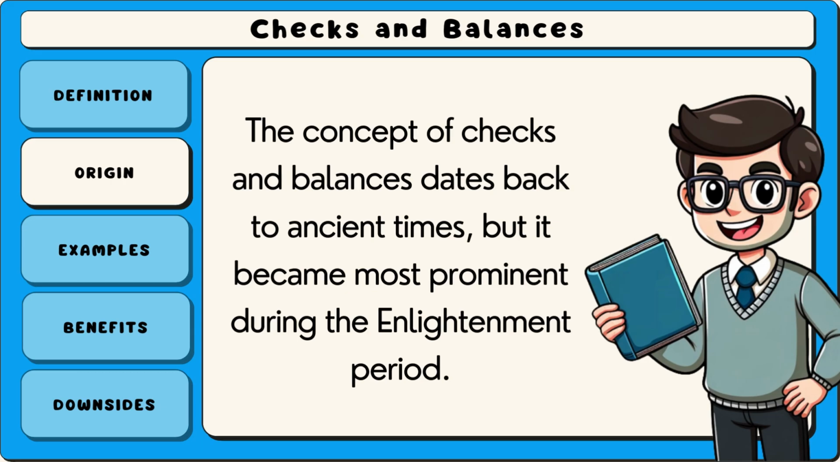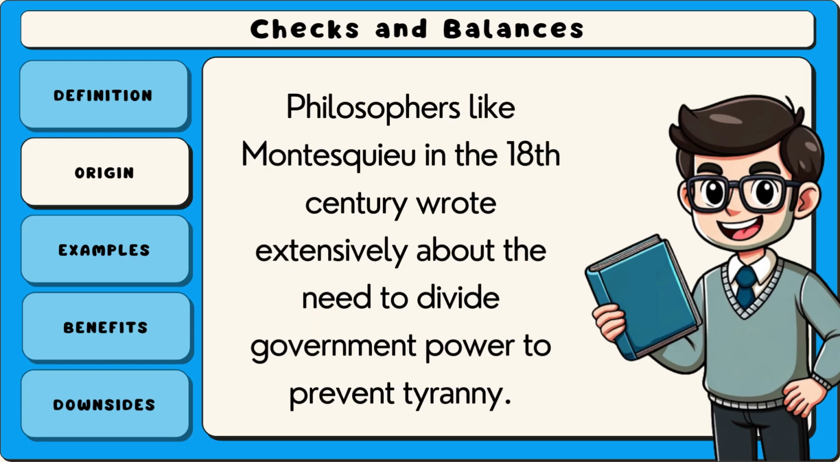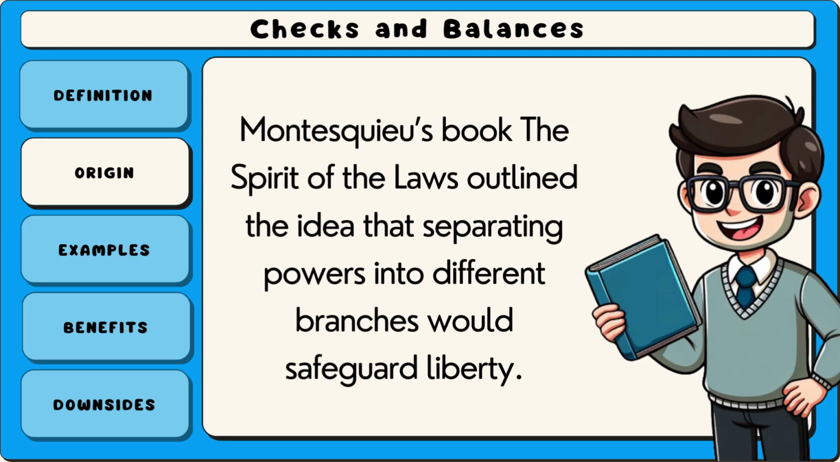The concept of checks and balances dates back to ancient times, but it became most prominent during the Enlightenment period. Philosophers like Montesquieu in the 18th century wrote extensively about the need to divide government power to prevent tyranny. Montesquieu's book, The Spirit of the Laws, outlined the idea that separating powers into different branches would safeguard liberty.